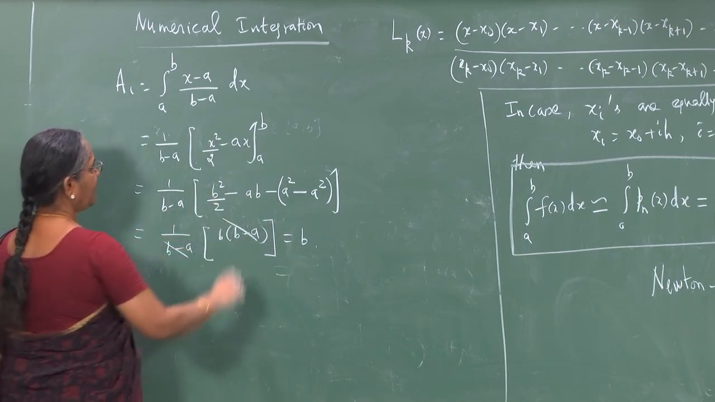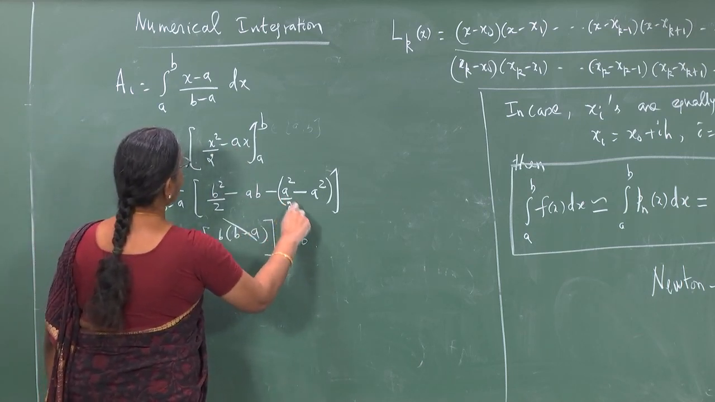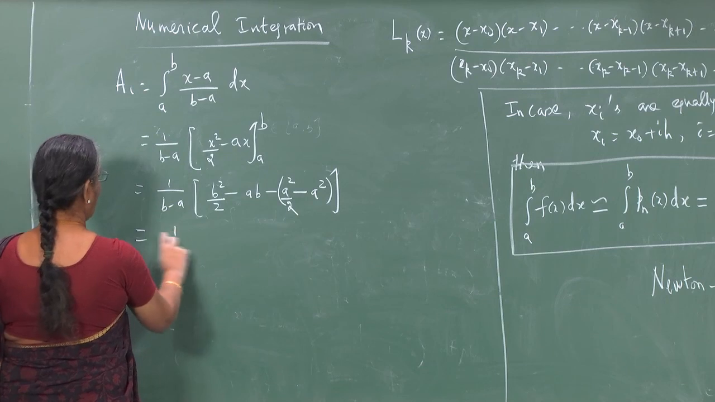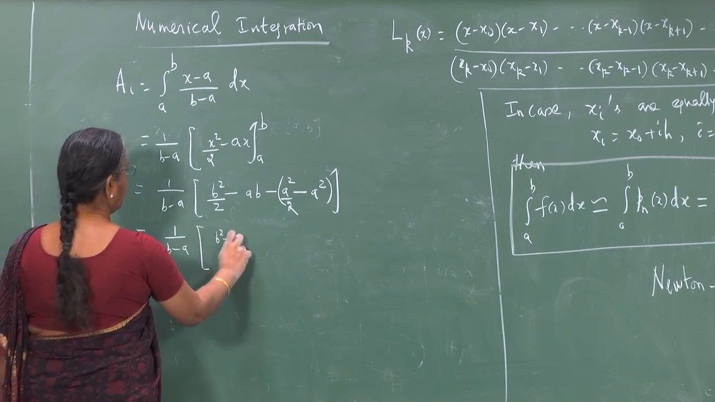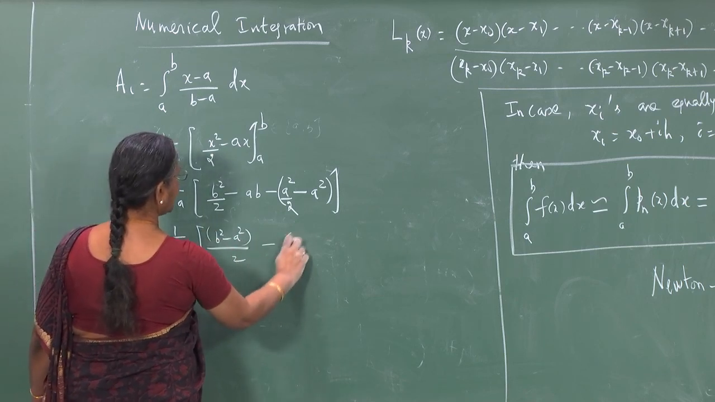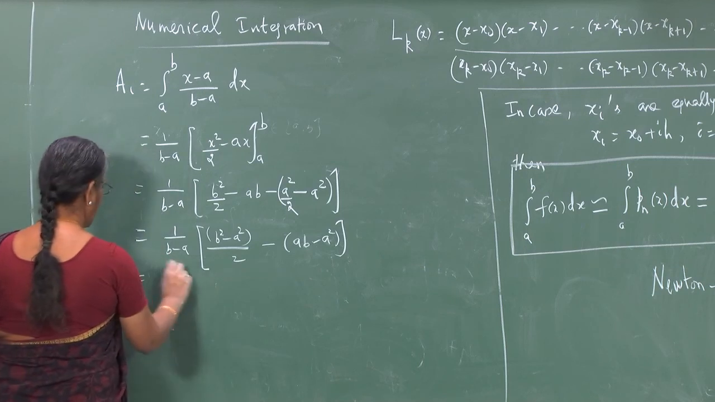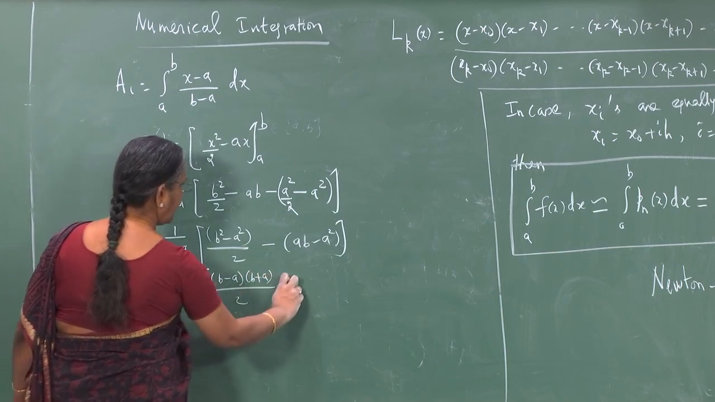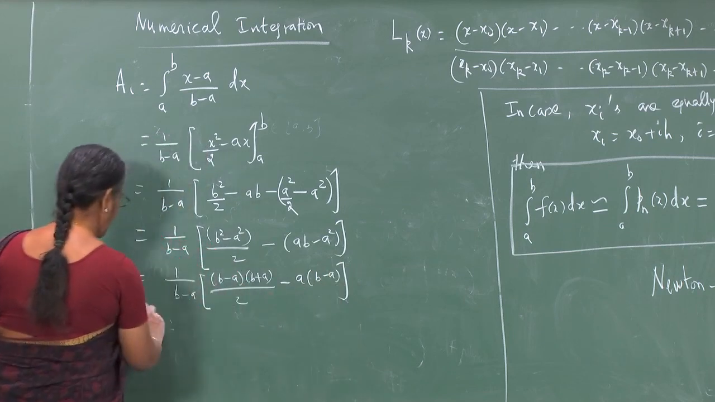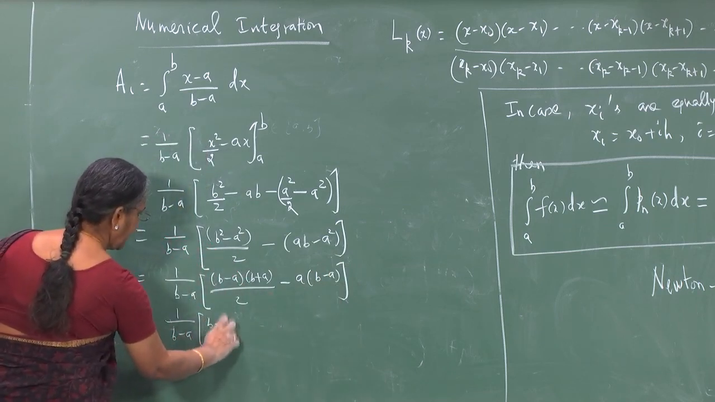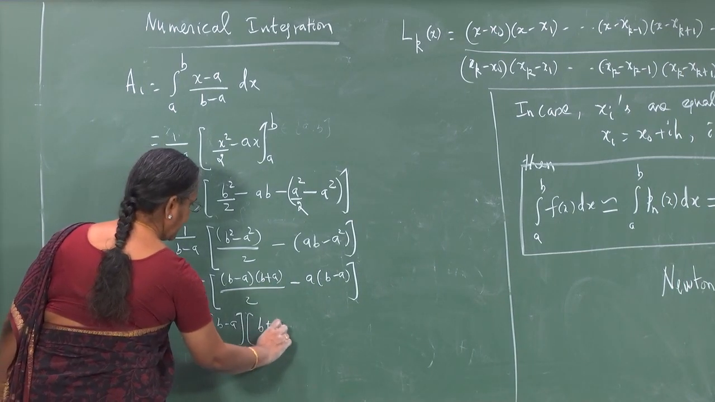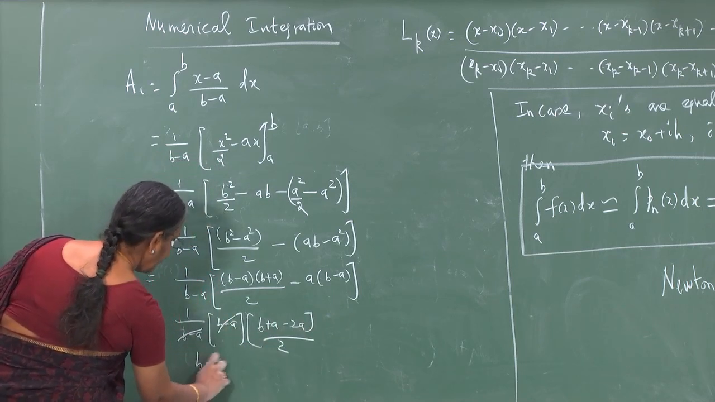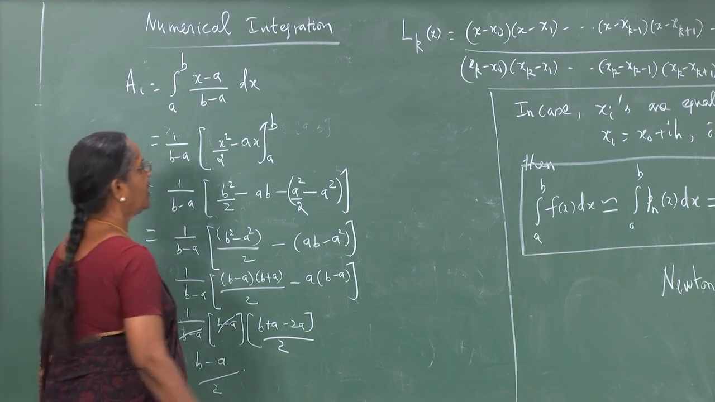So that will give you b square by 2 minus ab minus a square by 2 minus a square. So this will give you 1 by b minus a into b square minus a square by 2 minus ab minus a square. Which is 1 by b minus a. You can write this as b minus a into b plus a minus a into b minus a. So you remove the factor b minus a. So you have b plus a minus 2a by 2, and that gives you b minus a divided by 2. So that is your a1.